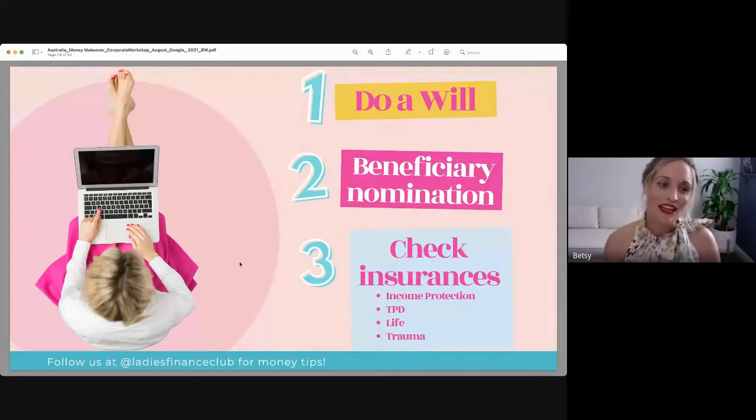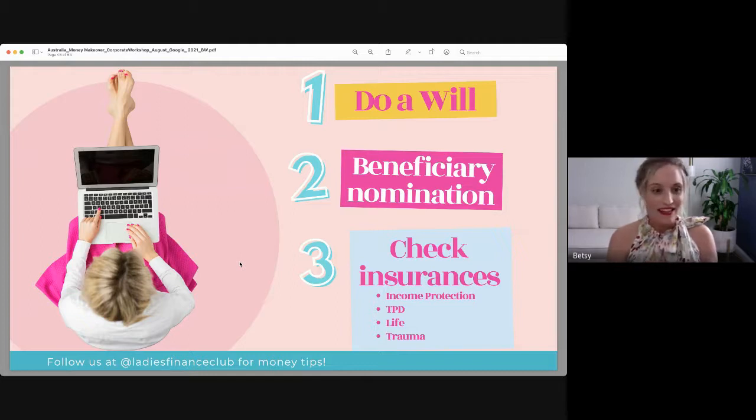And then number 3 is just check that you've got the right insurances in place. So income protection, total permanent disability, which is a protection in the event that you become too disabled to continue working. You get paid out a lump sum to support you and also make the lifestyle adjustments you need. Life insurance, probably should be called death insurance. But this one is a lump sum that's paid to your estate or to your beneficiaries to do things like pay out mortgages or provide funds for education and so forth in the event you pass away.